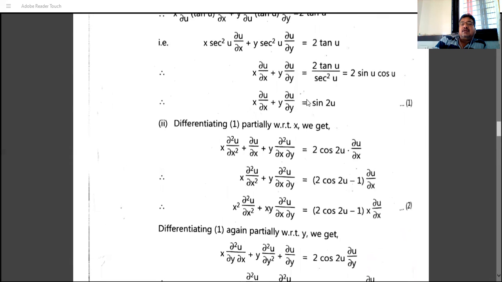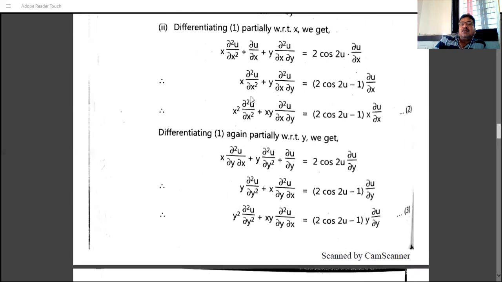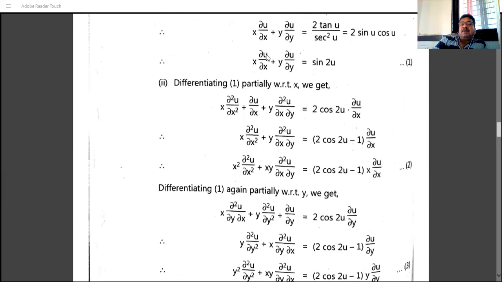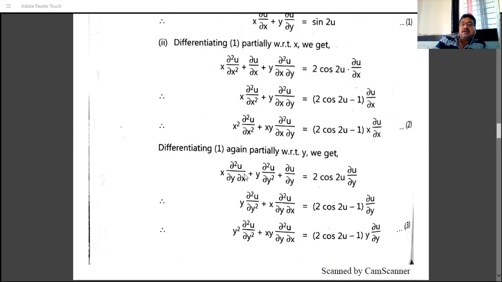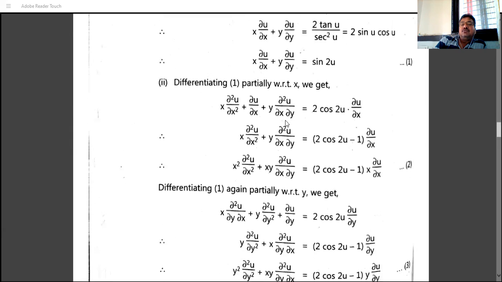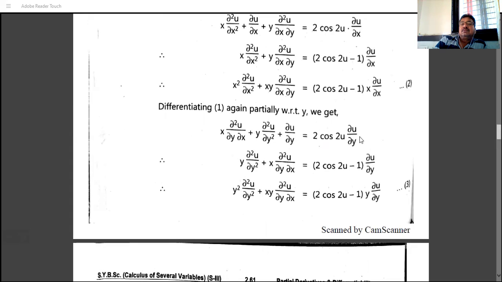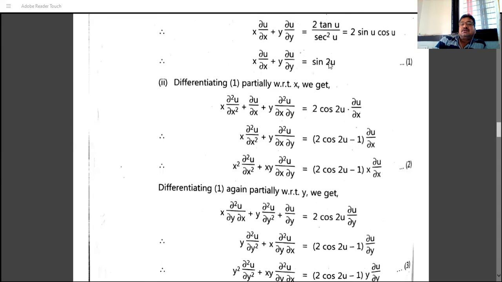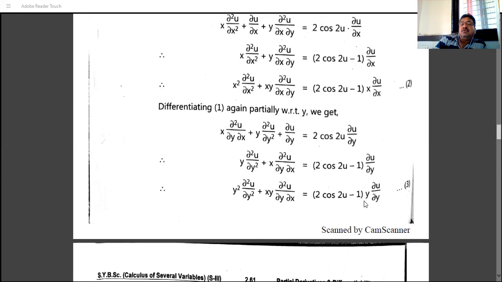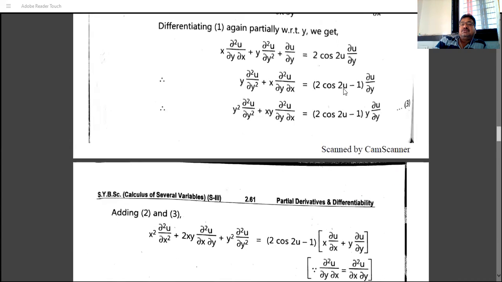This is the second. Similarly, differentiate 1 partially with respect to y. We have x constant, and the derivative of ∂u/∂x with respect to y is ∂²u/∂y∂x, plus, by the u into v rule, y ∂²u/∂y² plus ∂u/∂y, the derivative of y is 1, is equal to the derivative of sin 2u, which is cos 2u into 2 into ∂u/∂y. Okay, the derivative of 2u is 2, and into ∂u/∂y, because the derivative is with respect to y and this sin 2u is a function of u. So by the chain rule, shift this ∂u/∂y to the RHS and take ∂u/∂y common, and then multiply by y.